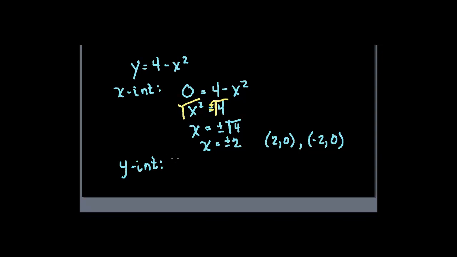Y-intercept. In order to find the y-intercept, that is the place where x is 0, so we'll plug in a 0 for x. So this would equal 4 minus 0 squared, which equals 4. And writing this as a coordinate point, I would then write it as x is 0, y is 4. You can write this either of these two ways. You can either write them as coordinate points, or you can write them as x equals and y equals.